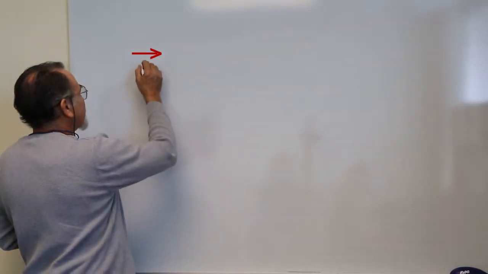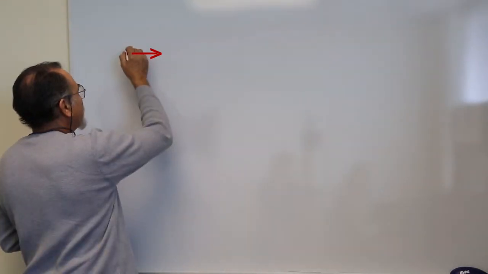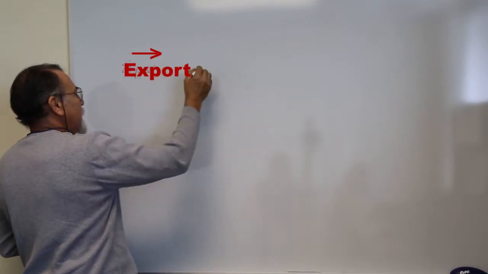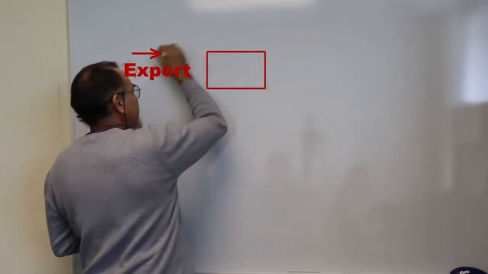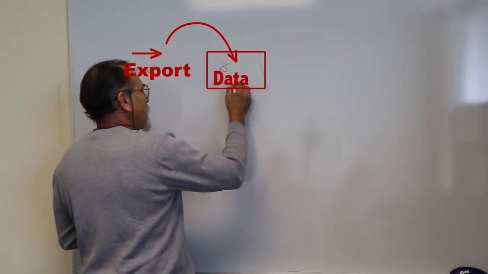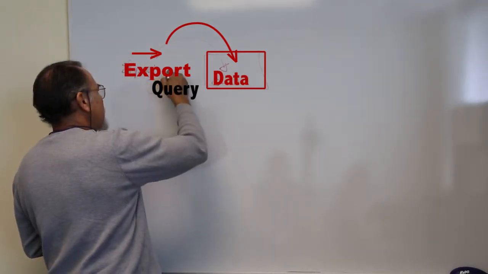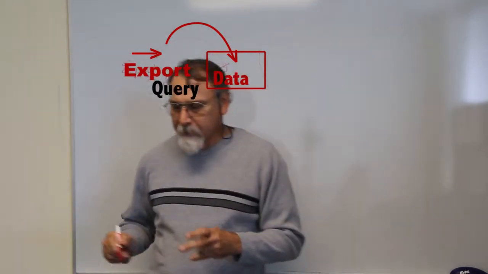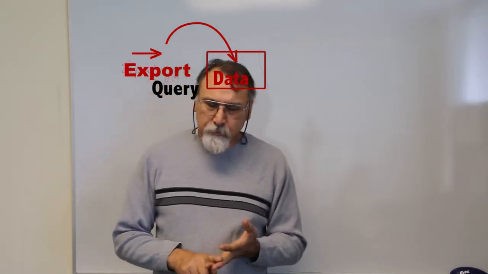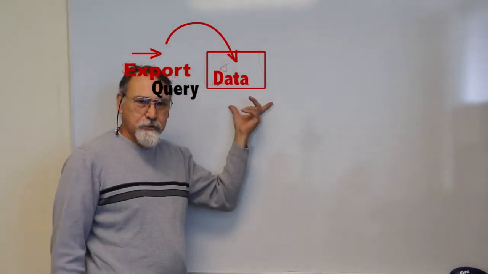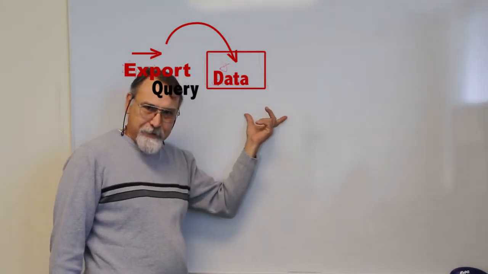Now, remember I told you that in one of the other ones, you're going to export and you're going to have some mechanism that's going to hold the data. So you have data. Okay, so you're going to have a query and then you're going to hold the data. Now, what chapters 1, 2, and 3 talk about is the mechanism, the structure that will hold the data.